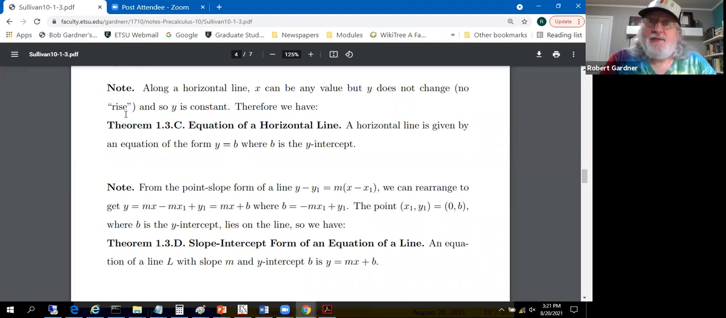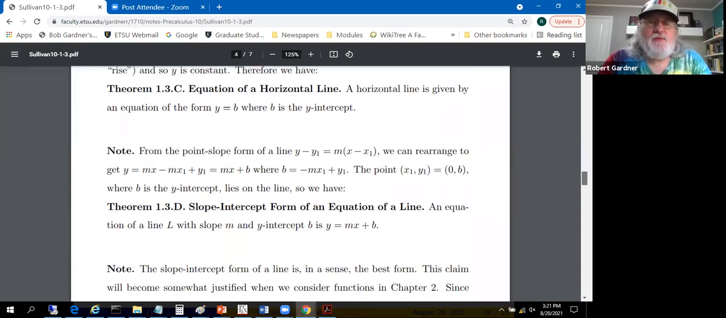No rise. The slope is 0. That's what we're getting out of that, which is quite different from vertical lines. The vertical lines had undefined slope, and we got x as a constant. Horizontal lines have slope 0, and we get y as a constant.